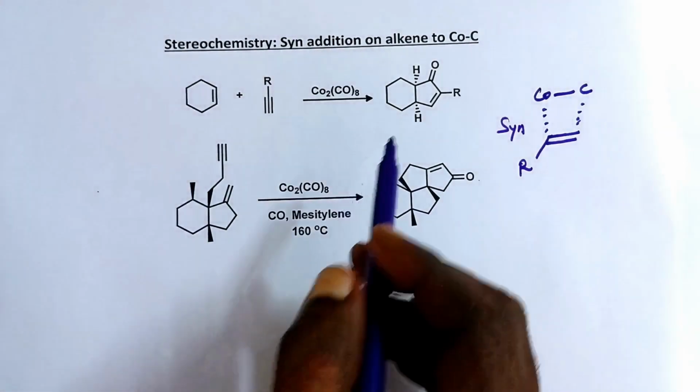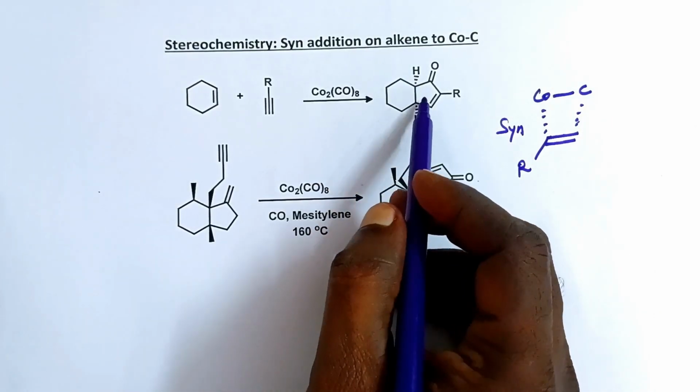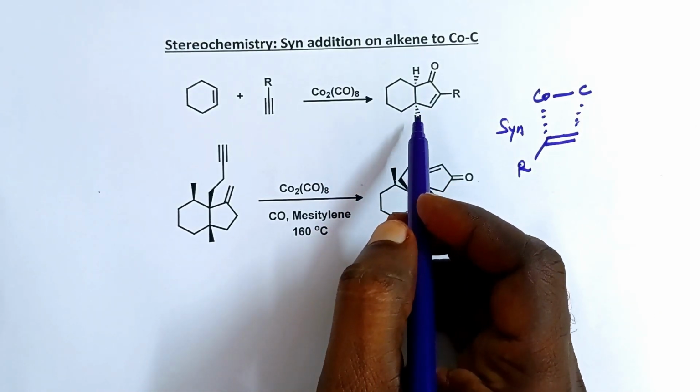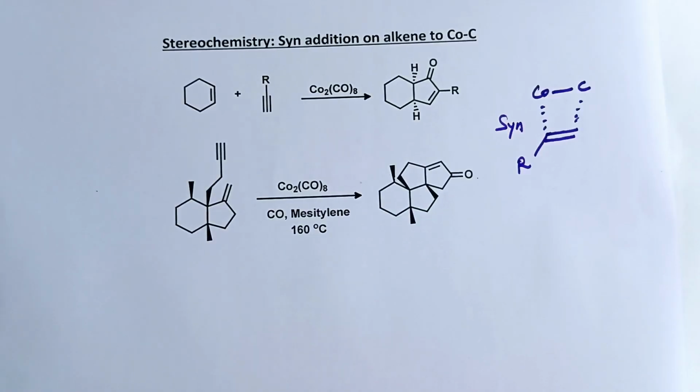So here the alkene is added to the alkyne and carbonyl group in syn fashion, and that is why you get both the hydrogens at the ring junction below the ring, alpha. Either both should be alpha or both should be beta, because the addition is syn addition.